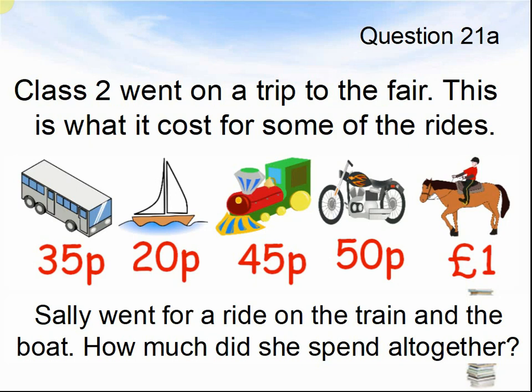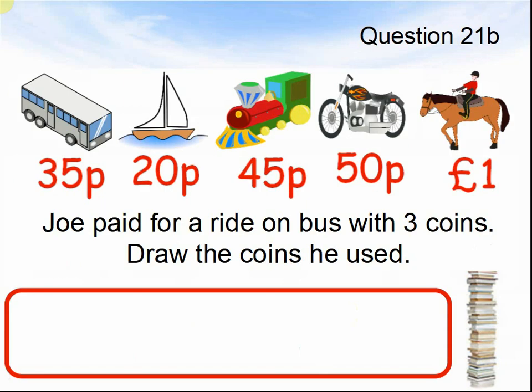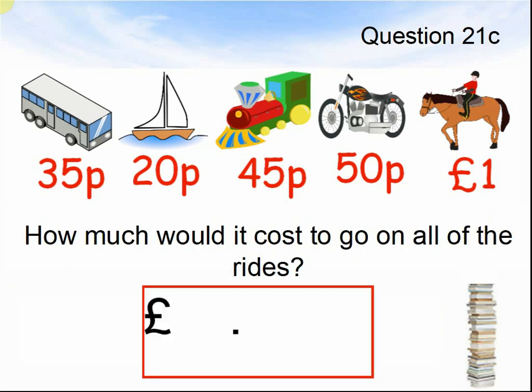Question 21b. Joe paid for a ride on a bus with 3 coins. Draw the coins he used. Pause the video until you are ready for the next question. Here comes the next question. Next question is ready. Here it comes.